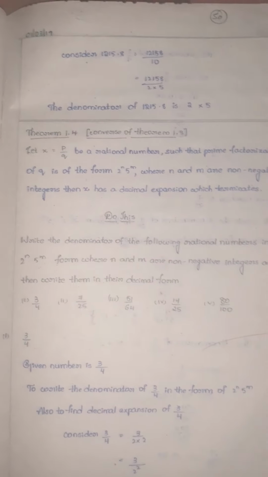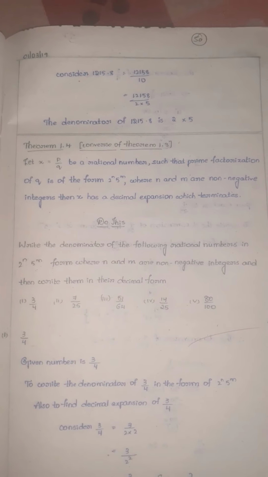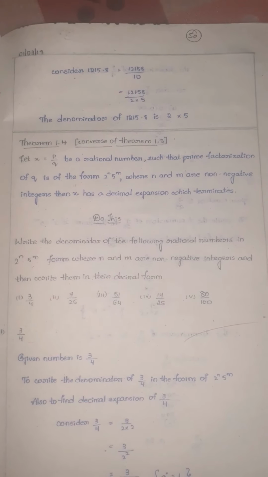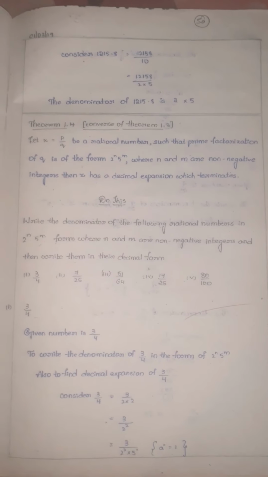Next, Theorem 1.4, the converse of Theorem 1.3, means reverse. There, a terminating or recurring decimal was given and we were asked to find the rational number. Here, they will give a rational number and ask us to find the terminating decimal. So that is a reverse statement.